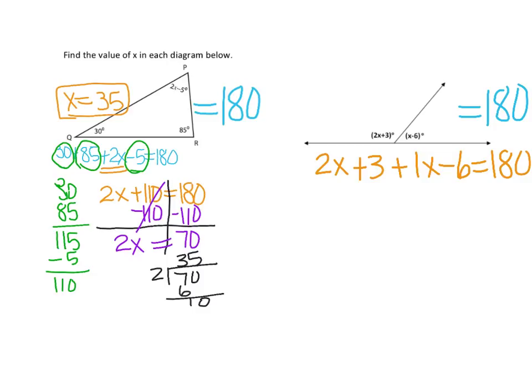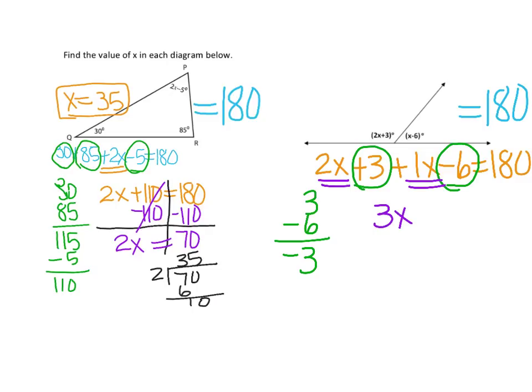We're going to combine the things that are alike, just like in the previous one with the triangle. Regular 3, take away 6. I'm going to put those together. Regular 3, take away 6. I'm subtracting a number larger than what I start with, so that's going to be a negative answer, and it's going to be negative 3. Then the next step, I'm going to put the variables together, 2x and 1x. Together, those make 3x. Now, in a simpler equation, 3x minus 3 equals 180.